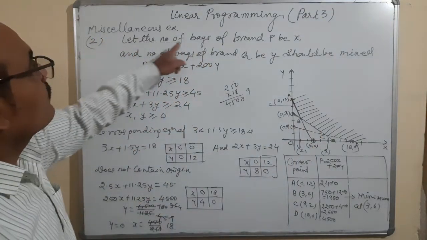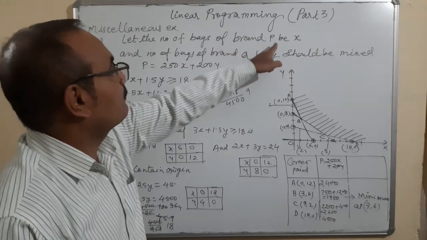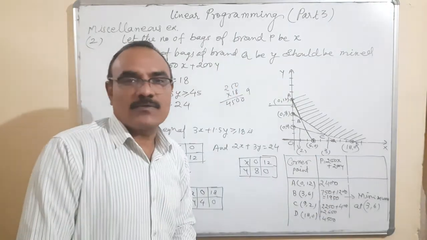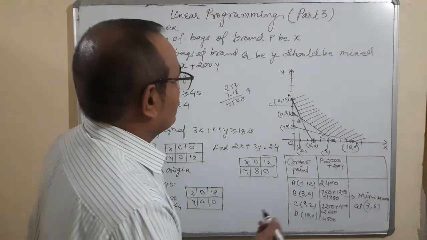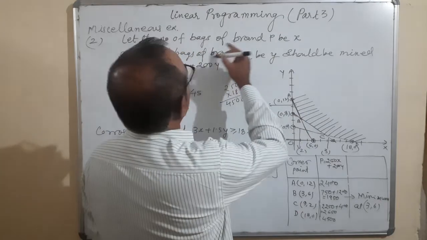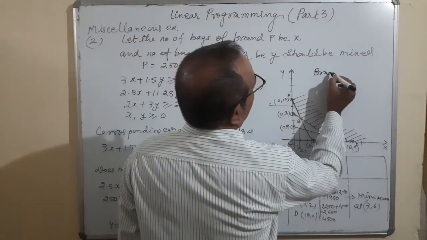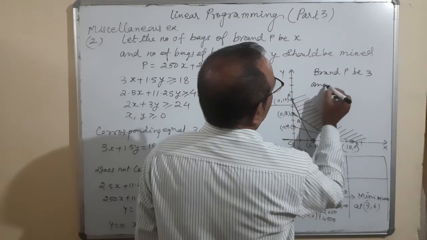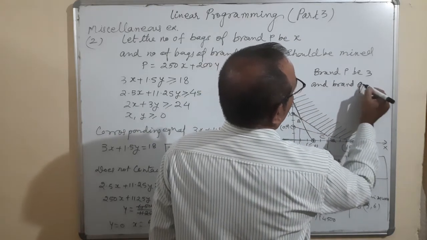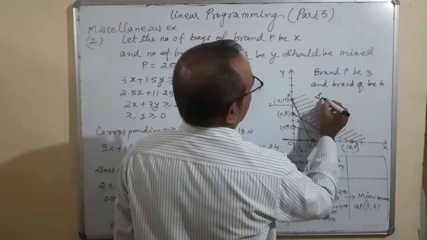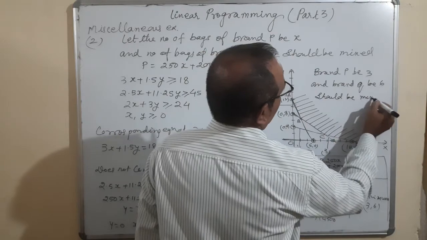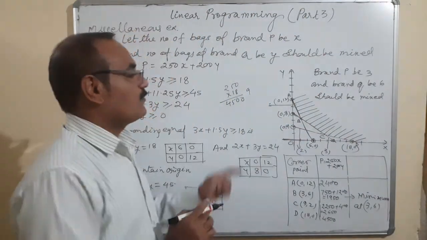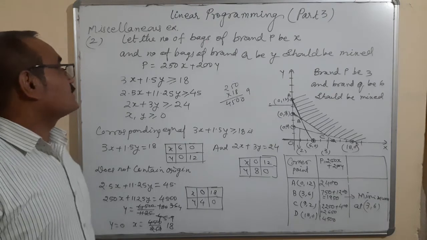So what does it mean? The number of bags of brand P type should be 3 and the number of bags of brand Q type should be 6, mixed for the minimum cost of the mixture per kg. Okay, so that is question number 2.